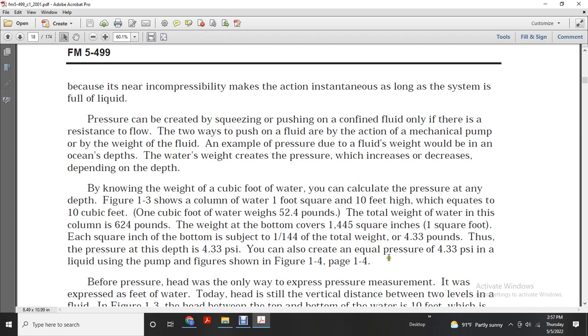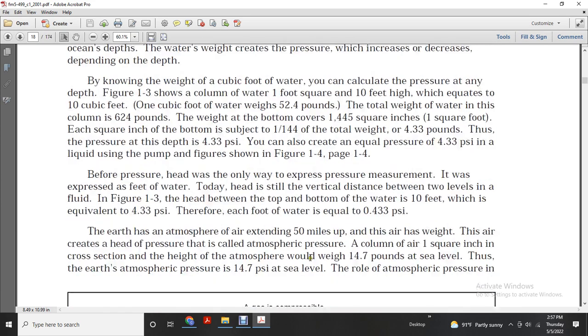You can also create an equal pressure of 4.33 psi in a liquid using a pump, as shown in figure 1.4. Before pressure gauges were the way to express pressure measurement, it was expressed in feet of water. Today, head is the vertical distance between two levels in the fluid. In figure 1.3, the head between the top and bottom of the water is 10 feet, which is equivalent to 4.33 psi. Therefore, each foot of water is equal to 0.433 psi.